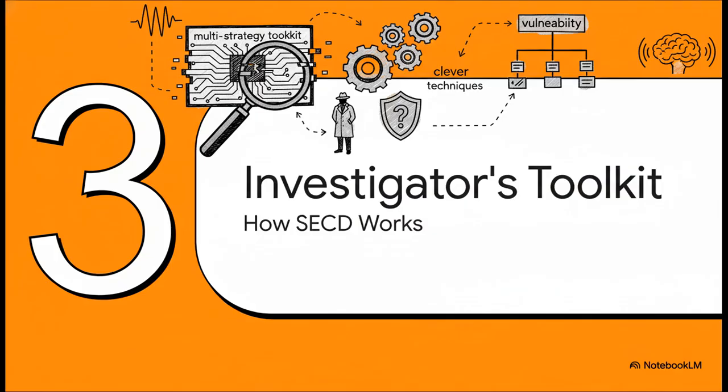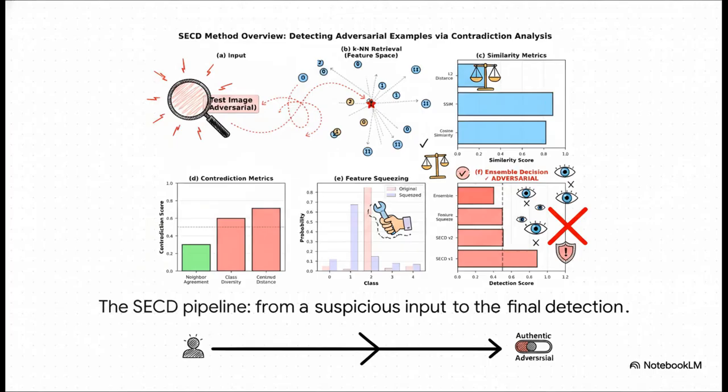So how does this detective actually run its investigation? Well, it doesn't just use one trick. It has a whole toolkit of techniques it uses to build a case against a potential digital imposter. This diagram here shows you the entire workflow. A suspicious image comes in on one end, it gets run through a bunch of checks for these contradictions and other weird behaviors, and then a whole team of detectors gets together to vote on the final verdict. Is it real or is it fake? Let's break down what those steps actually are.